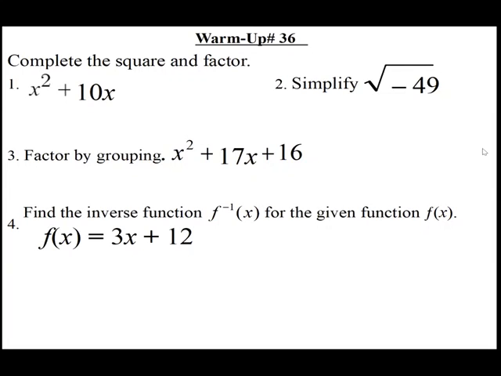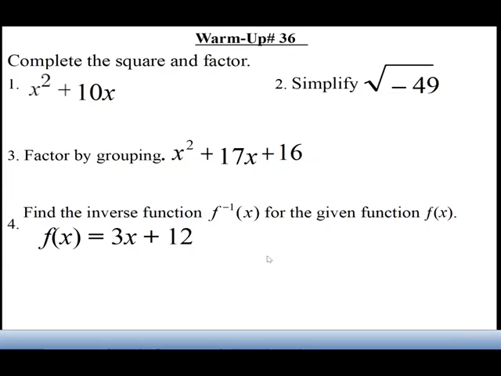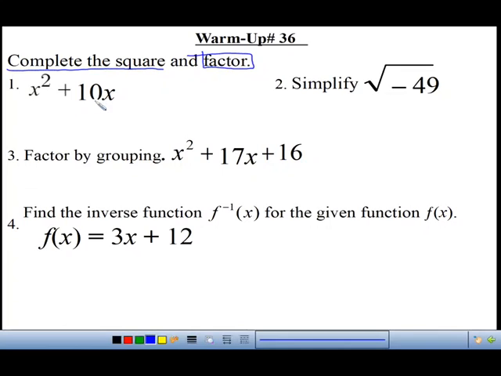All right, so number one, they're asking us to do two things. The first one, complete the square, and then at the end, we factor. So how do we complete the square? I'm gonna add an extra term. So I put plus, then I take the coefficient of the middle term, and I do 10 divided by 2, and then square it. All right, let me rewrite this. So I got x squared plus 10x plus 25.